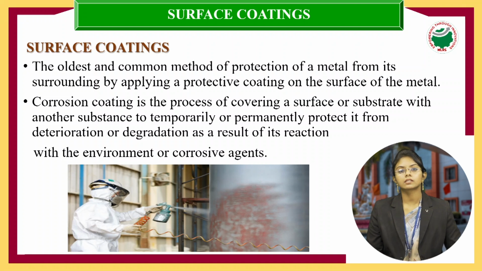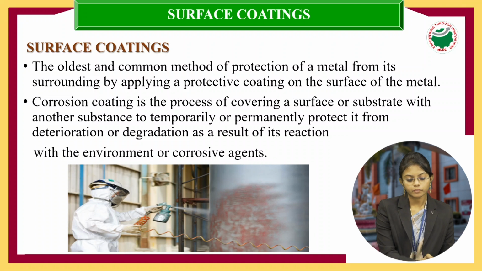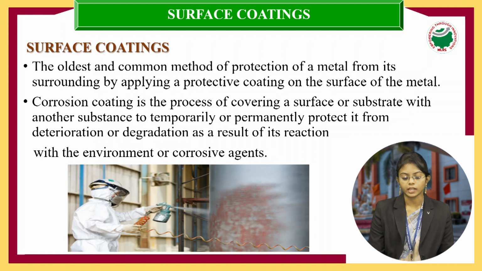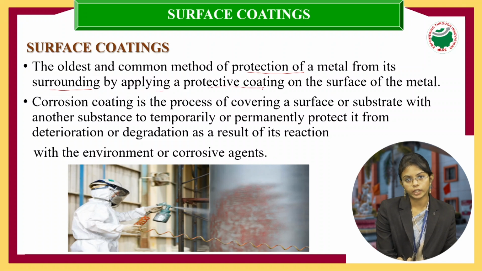Now we have the second method of protecting metals from corrosion, like protective coatings or surface coatings. That means we take a base metal, or any metal. If you want to protect that metal, we coat it with another metal so that corrosion does not take place at our base metal. It is one of the oldest and most common methods of protecting metal from its surroundings by applying a protective coating.